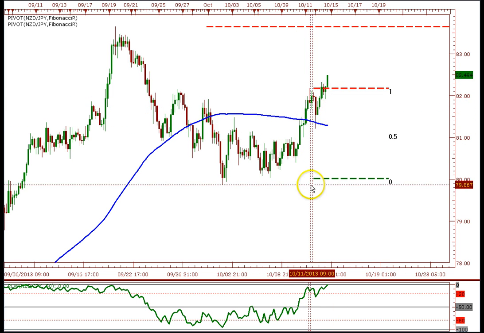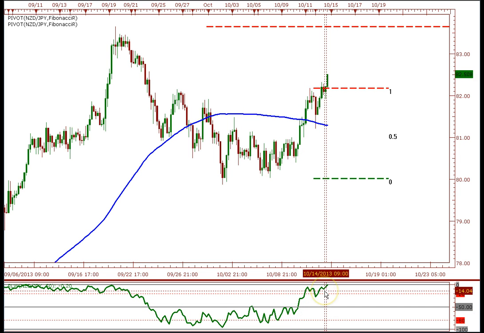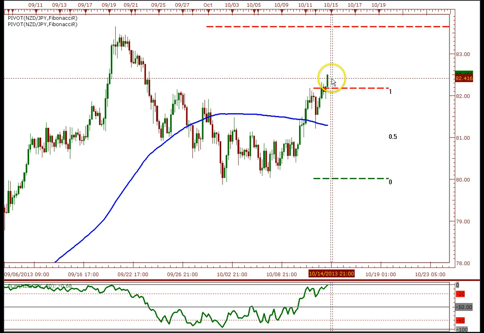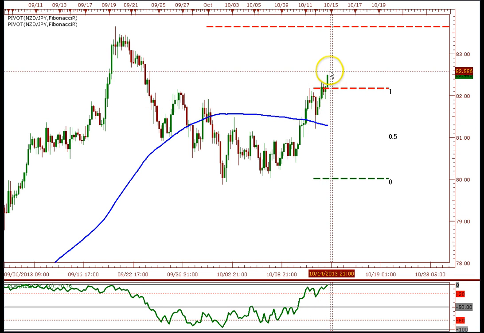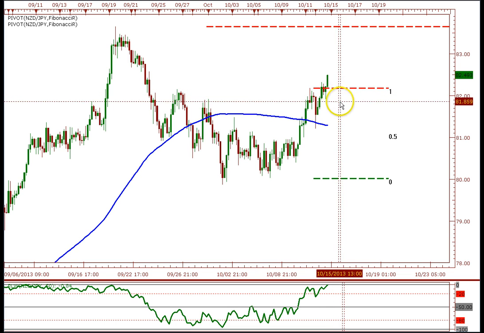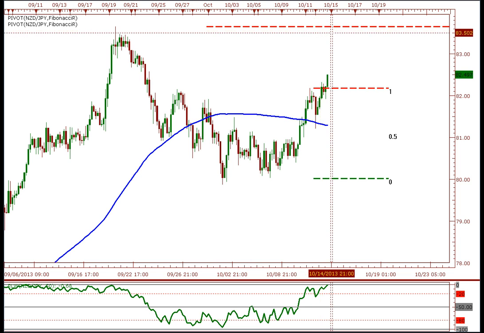You're above your 100 period moving average. You're above your -50. You're in your overbought level with your indicator. Nice entry here. All right. The market pulled back, broke that level, may pull back again to this level and then take off again. So that's a good opportunity there.